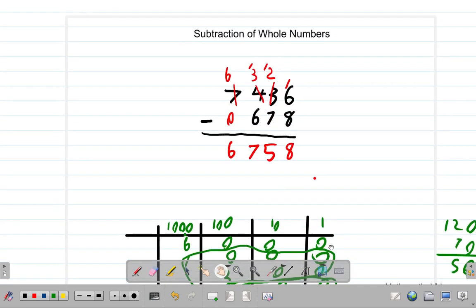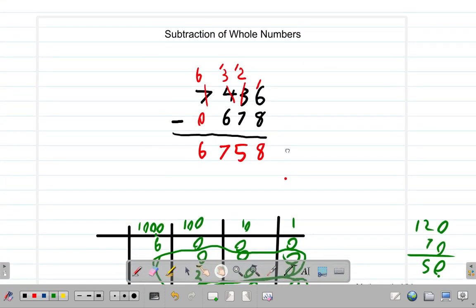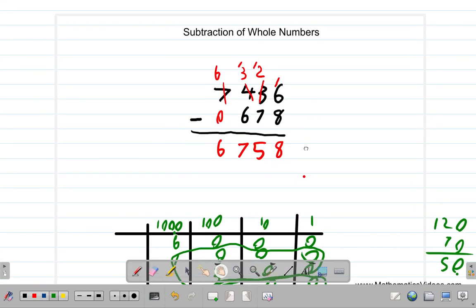Alright. So that is subtraction of whole numbers. Right? So next time we do something else.